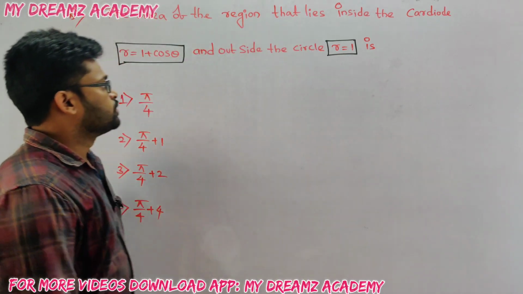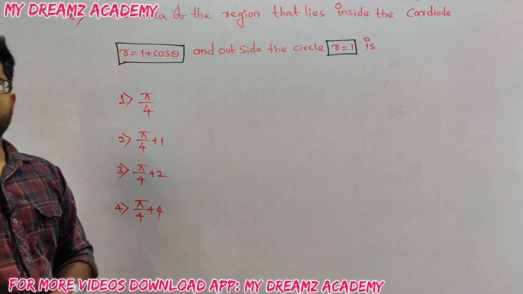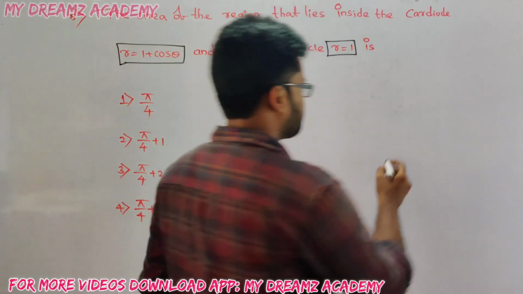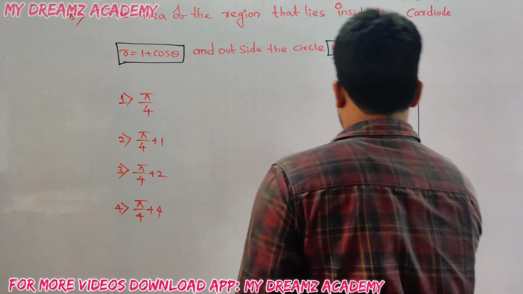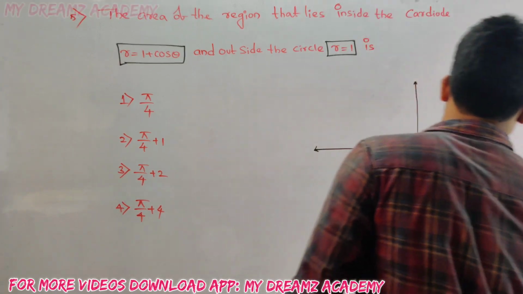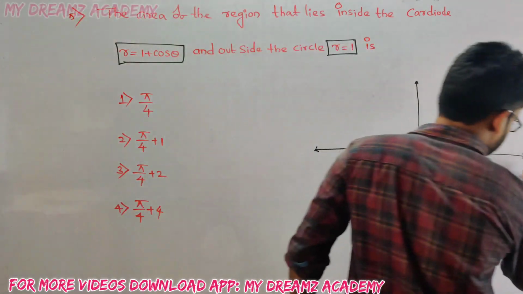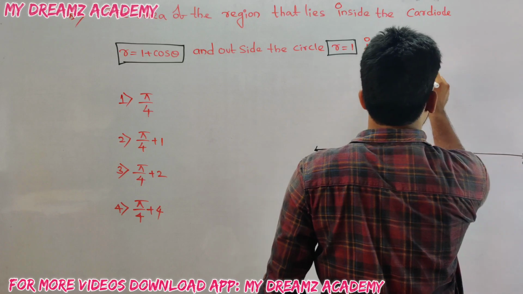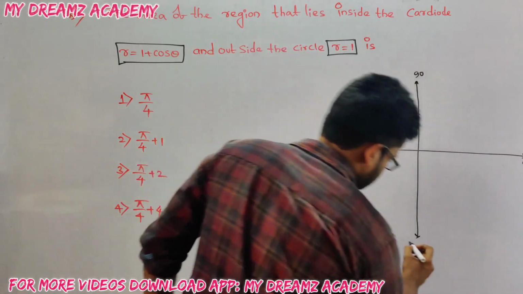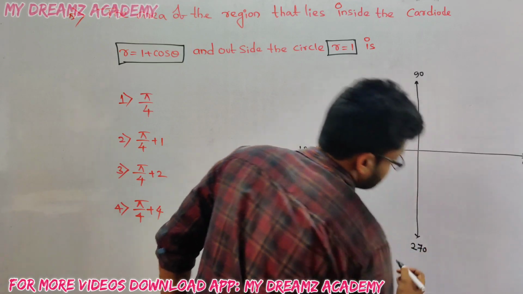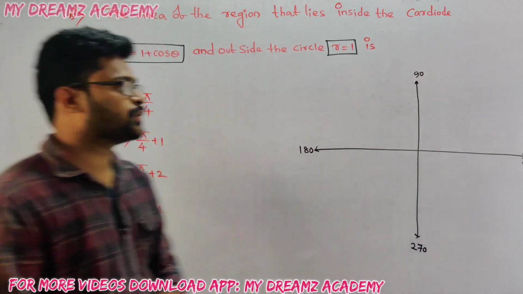Okay, so if we need to calculate the area between these two, first of all we need to draw the diagram. This is the y axis, this is the x axis. And this is 0 degrees, 90 degrees, 180 degrees, 270, 360 degrees. Okay?